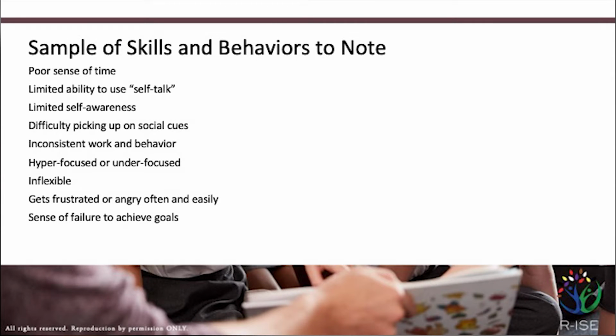Samples of skills and behaviors that we need to note when we're doing observations. Does the child have a poor sense of time? Limited ability to use self-talk? Limited self-awareness? Difficulty picking up on social cues? Inconsistent work and behavior? Hyper-focused or under-focused? Inflexible? Gets frustrated or angry often and easily? A sense of failure to achieve goals. These are areas that we need to look for when we do observations.